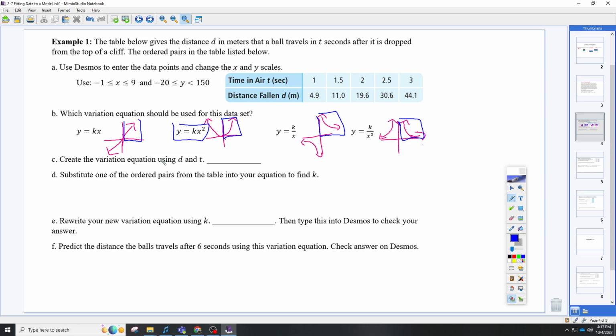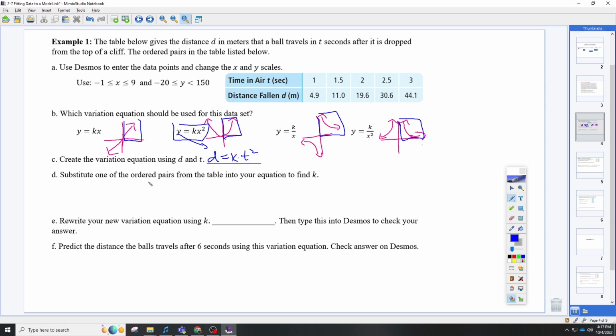We're going to create a variation equation using this equation here, but we're going to change out the letters to d and t rather than using y and x. So I'm going to change y into d equals, k will stay there, and x will be changed to t squared.